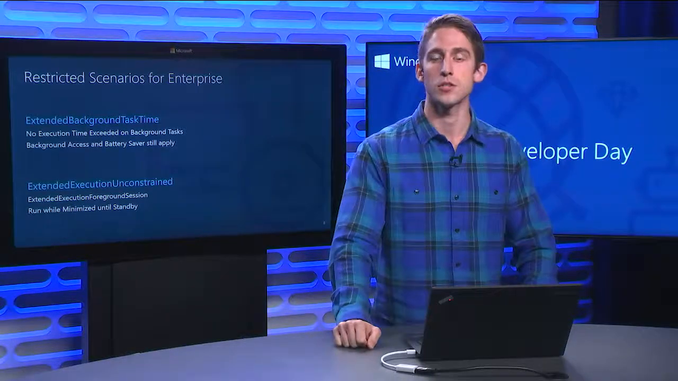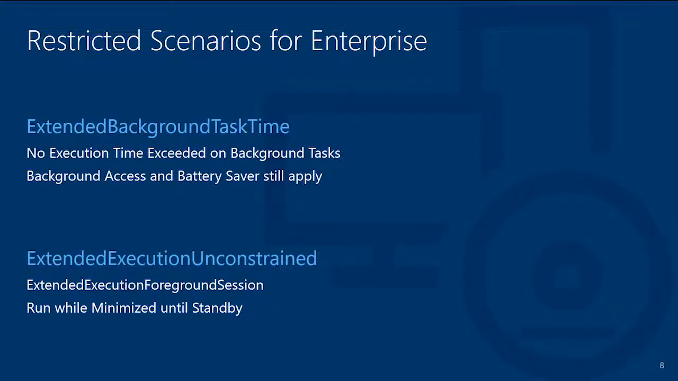Now, extended execution unconstrained is used to access a special type of extended execution called the unconstrained type. This uses the extended execution foreground session instead of the previous extended execution session, and you can run while minimized all the way up until standby, until the device goes into a standby situation. And so you don't need to have a battery-aware type of behavior in this case in order to be able to run as long as you need to.